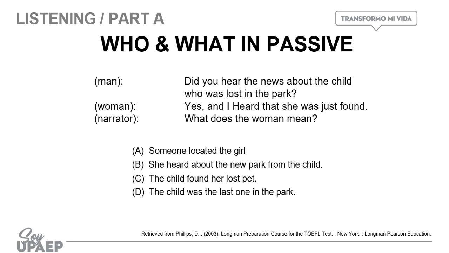Let's check this conversation. Did you hear the news about the child who was lost in the park? Yes, and I heard that she was just found. What does the woman mean? So, the second speaker said something in passive voice. She was just found. So, take a minute to decide what the answer for the question is. The answer to the question, what does the woman mean, is A. Someone located the girl. As I said, it would be very interesting if you went back to the previous module in order to check how the passive voice works and when we use it.